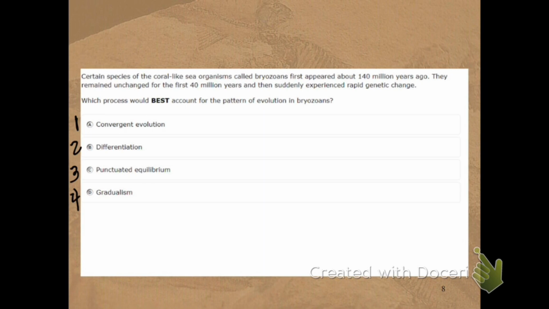I have 4 people, 5, 6 people who have chosen an answer. You literally just wrote it down in your notes. The answer is 3. Very good. All right.